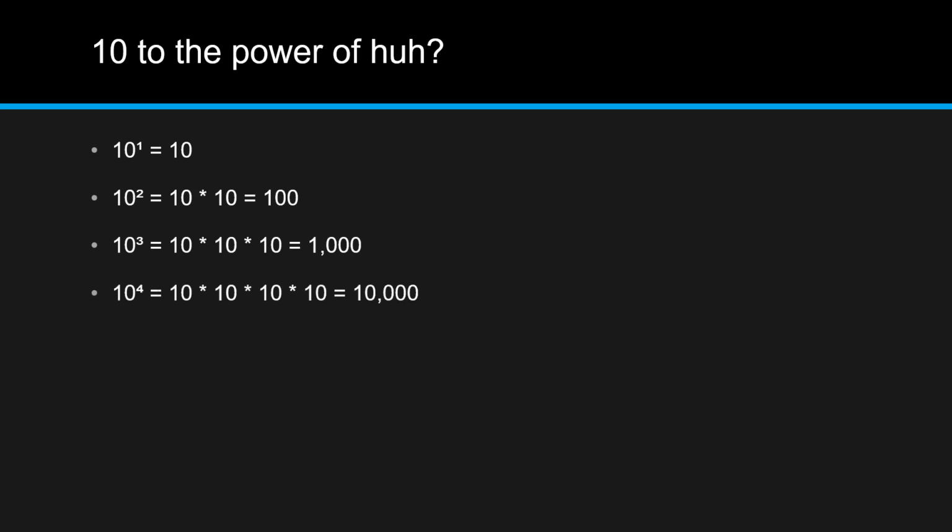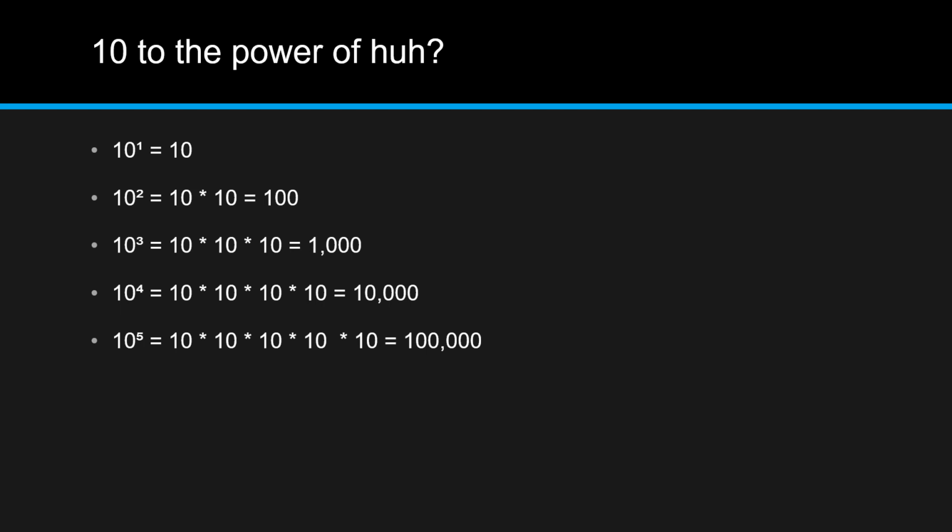Then we have 10 to the power of 4, or 10 to the fourth power. When a number is to the fourth power, that means you are multiplying 4 of them together. So 10 to the fourth power is 10 times 10 times 10 times 10, which is 10,000. Next, we're going to have to do 10 to the power of 5, or 10 to the fifth power. What do you think that number is going to look like? If you guessed 10 multiplied by itself 5 times, you would be right. So it would be 10 times 10 times 10 times 10 times 10, which would be 100,000.